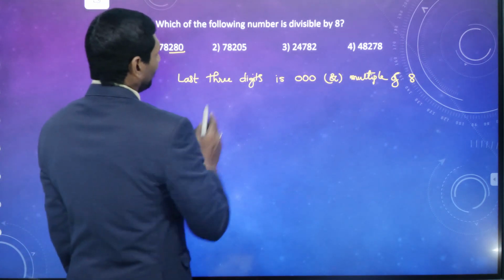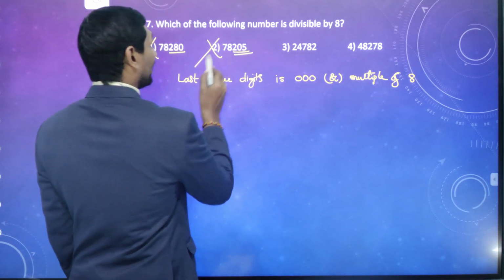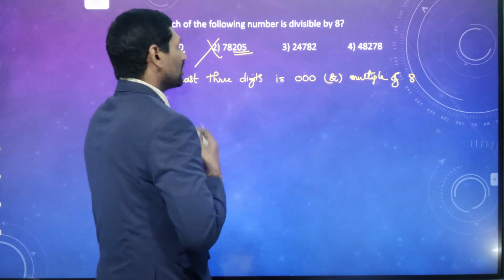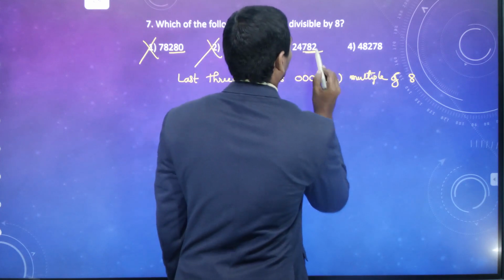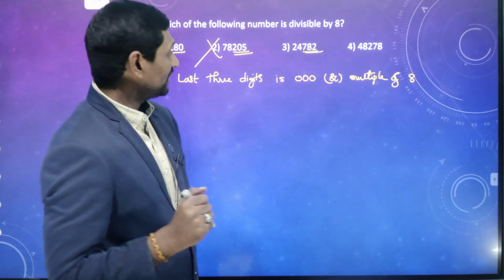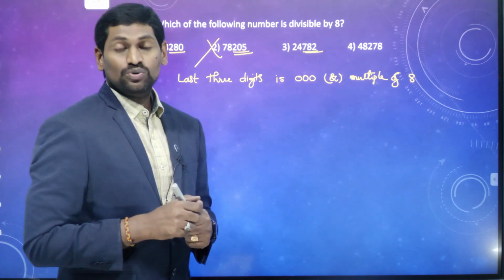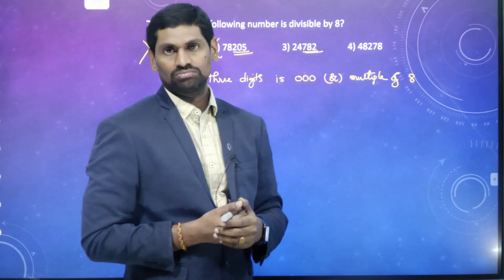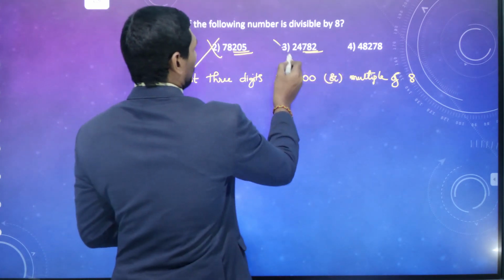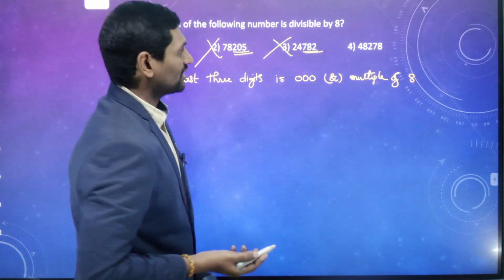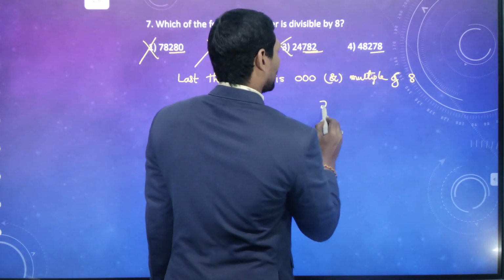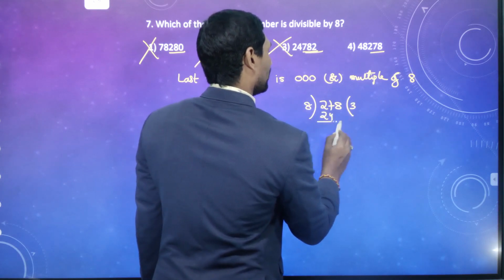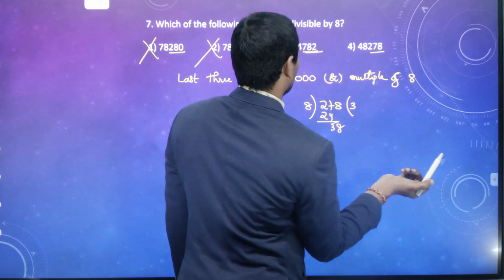But here 280 we won't get in the 8 table. So the first one is incorrect. 205, 8 table, 5 won't come. So option 2 is also incorrect. 782. Is there any possibility of the option being correct here? 782, 8 table, 8 9s are 72, so 62. So 782 is not a multiple of 8. Option 3 is also incorrect. Option 4, 278. Let us check if 278 is a multiple of 8. 8 3s are 24. No.